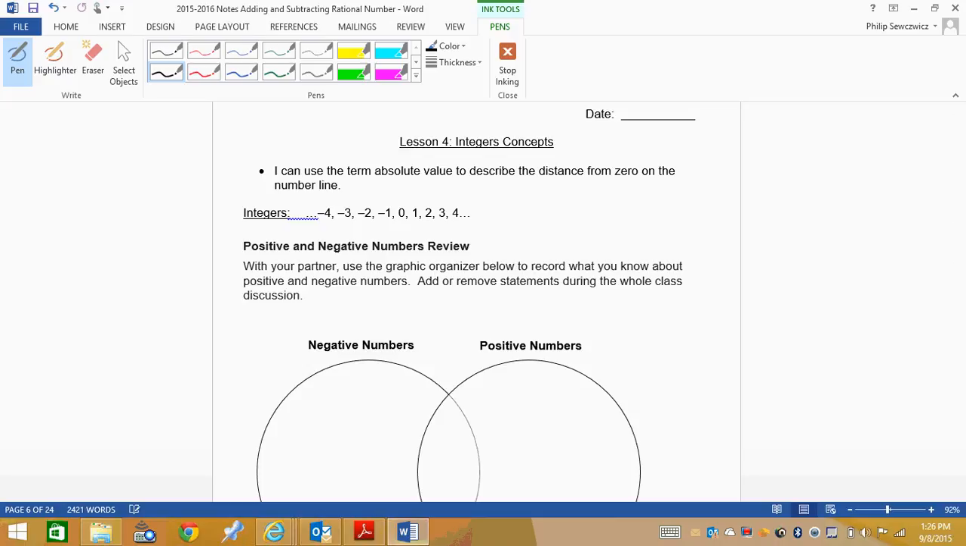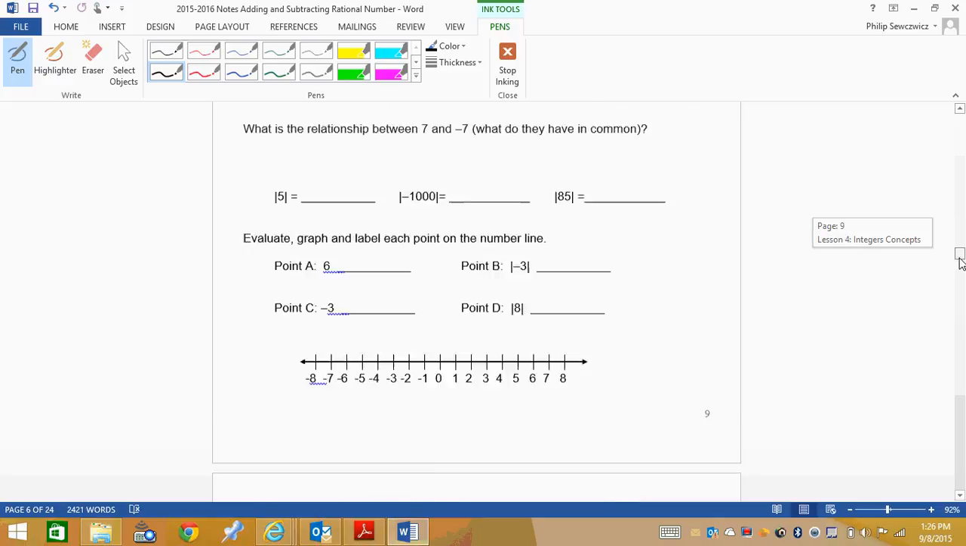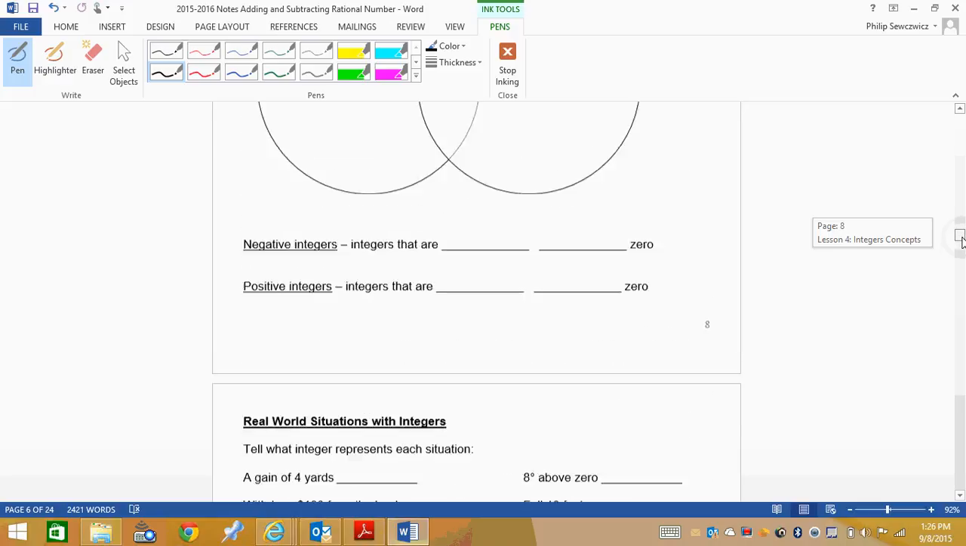Integer concepts. I can use the term absolute value. Okay, this is a guy we want to know because we will see him. We'll make use of him. It describes the distance from 0 on a number line. So that's all it is. Absolute value is the distance from 0 on a number line. So how far is -4 from 0? Well, it's 4 away. We're always going to get a positive amount as we go through it.